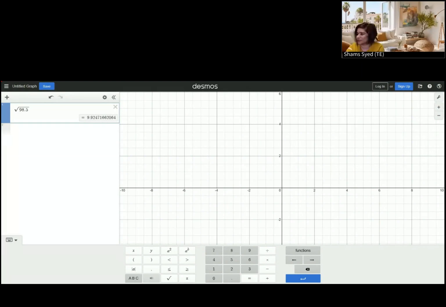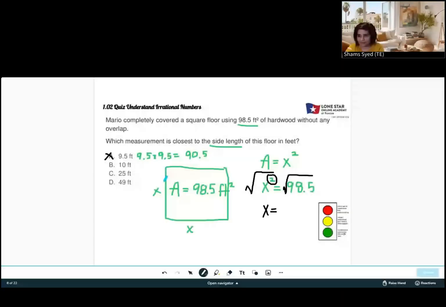I'm going to go back to my Nearpod and check which answer matches the best. Well, the answer said 9.9. Now, which answer do you guys think is closest to that? Absolutely, Shamir. Very closest to that is the 10 feet.